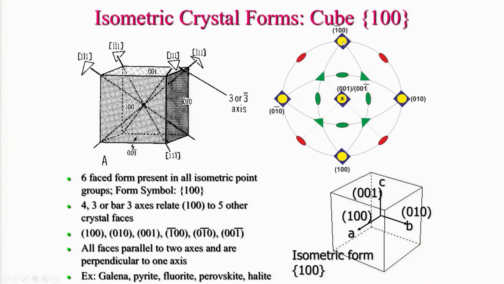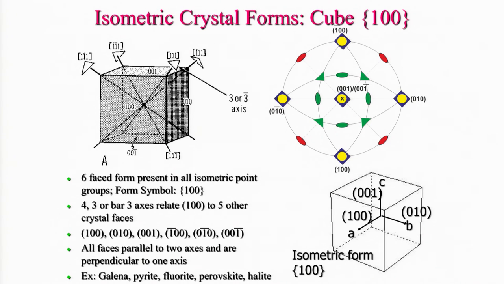This is the negative direction of a 1 axis. So, it will have a symbol of bar 100, and then this threefold axis symmetry can act upon this and it can be regenerated here. This position is the negative direction of a 2 axis. So, you will have the position here as 0 bar 10.